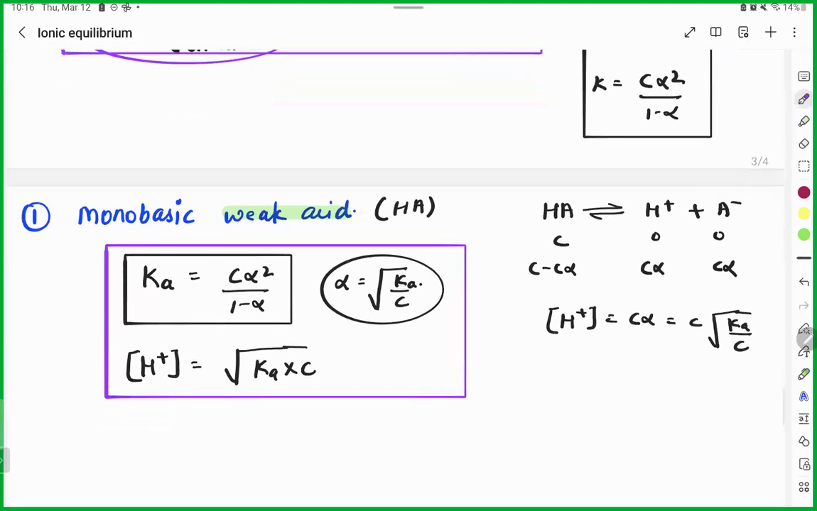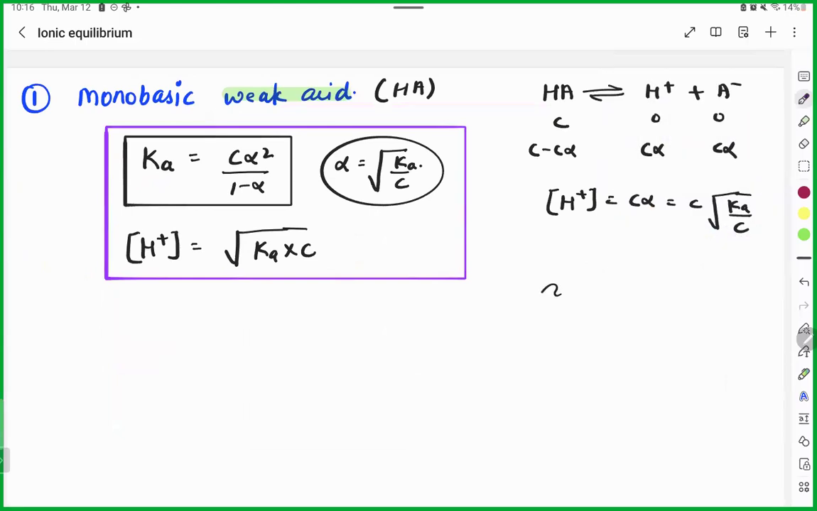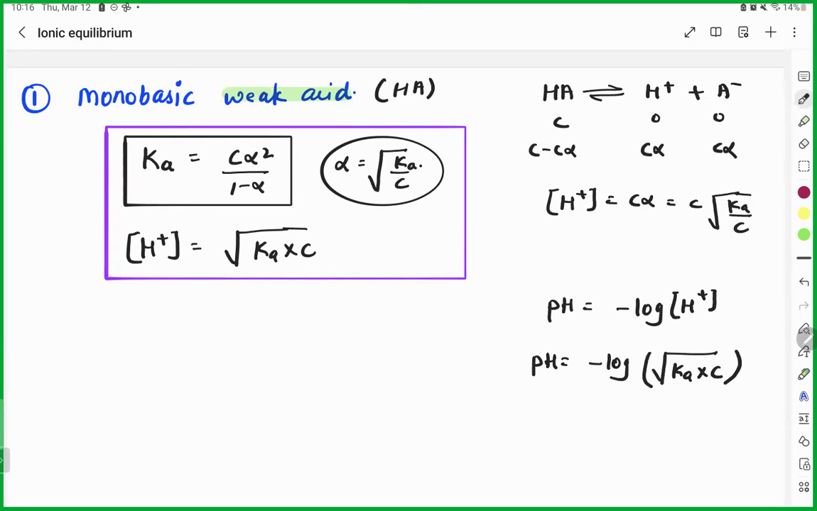Right. And if you don't have any doubt in this situation, then you know your pH is equal to minus log H positive concentration. Correct? If we put the H positive value, then our pH will be equal to minus log, and H positive value is under root Ka multiplied by C. Correct? You know the power will come into the multiplication.